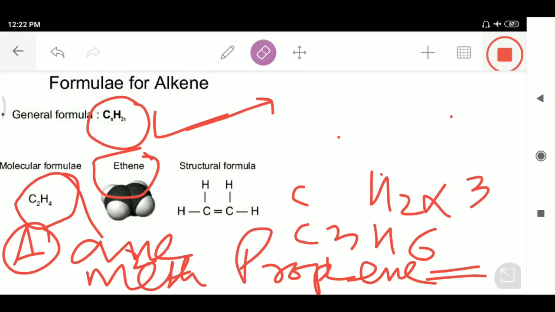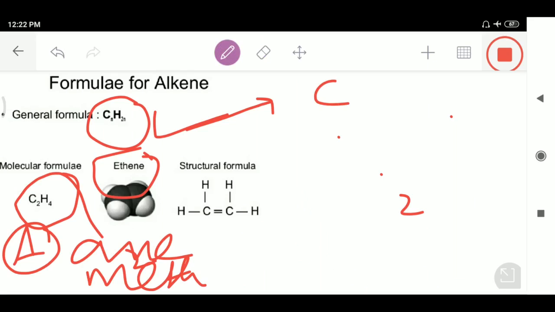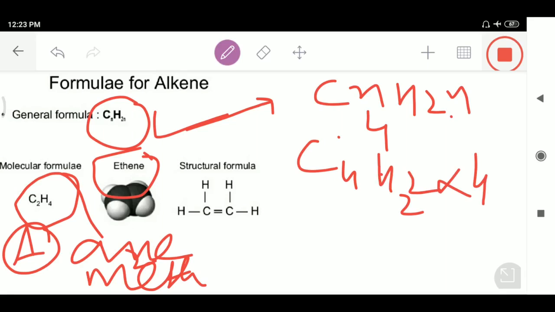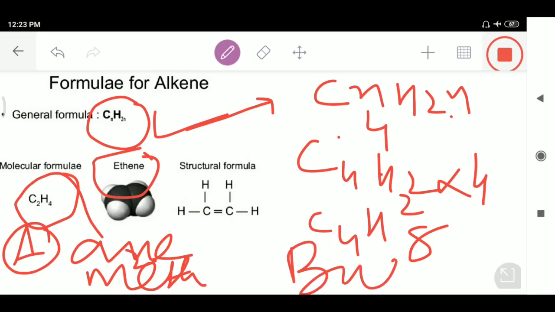Now CnH2n. Substitute the value of n equal to 4. That means if an alkene has 4 carbon atoms in its molecule, then n equal to 4, and its molecular formula will be C4H2 into 4, that means C4H8. This is butene. Butene means but means 4 carbon atoms and ene means carbon-carbon double bond. So by making use of the general formula of these alkenes, we can make a series of unsaturated hydrocarbons.